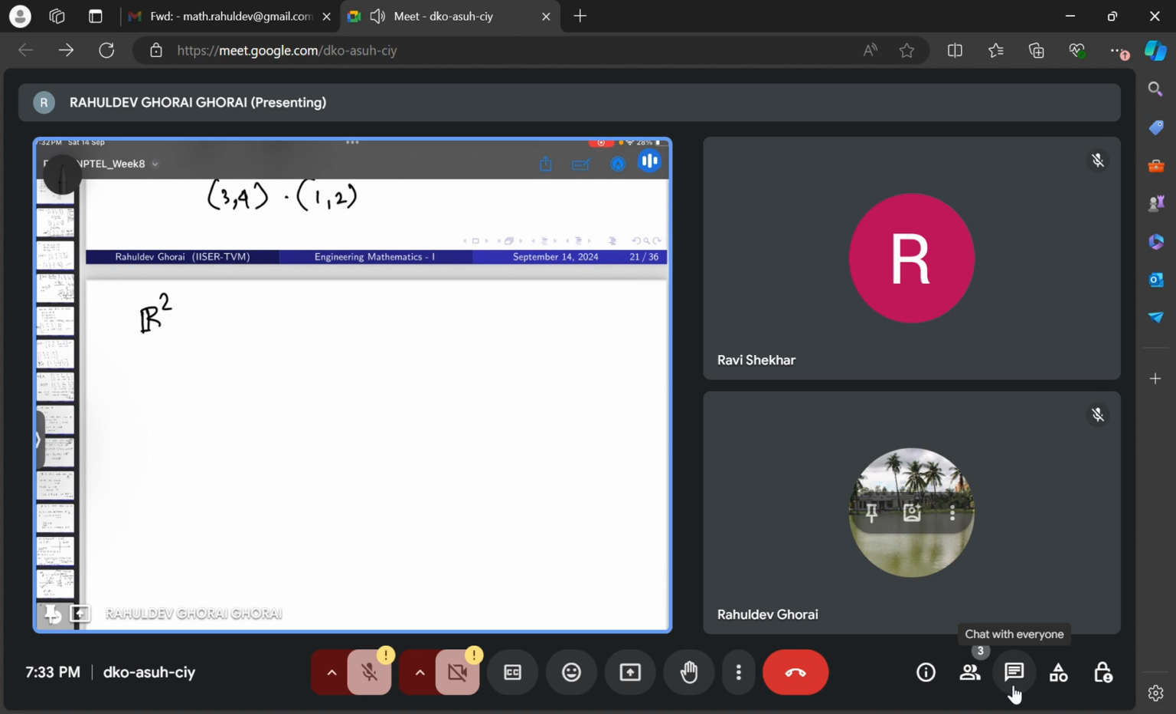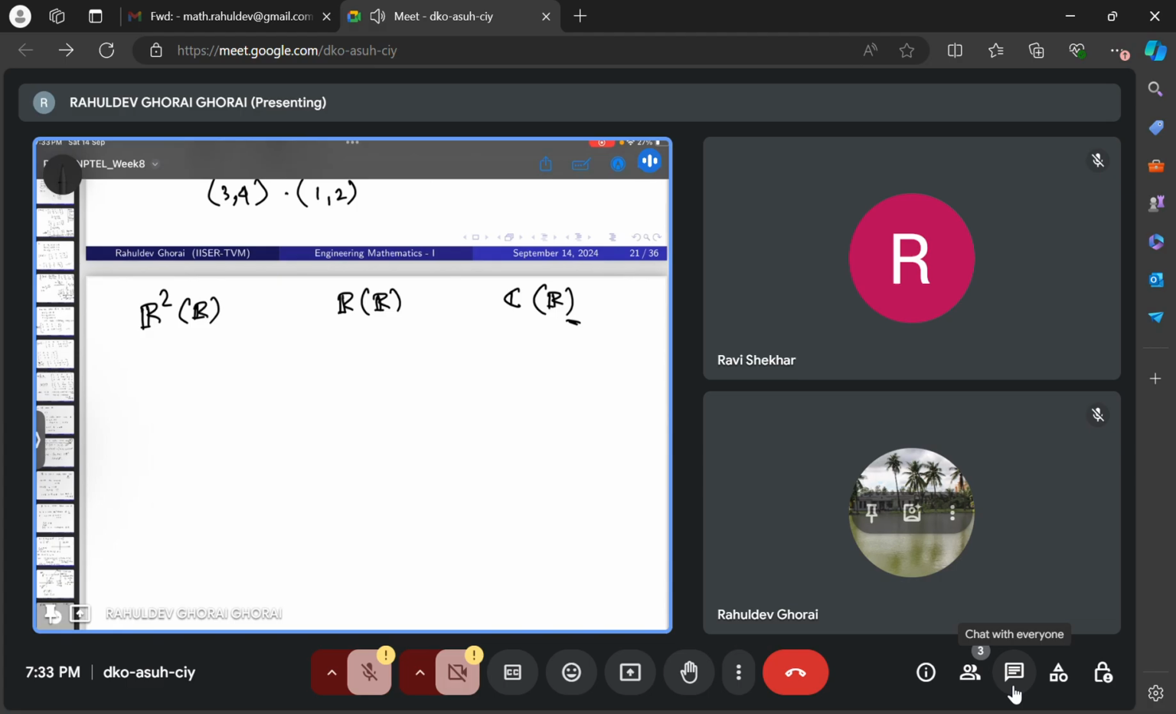Now, R2 is a vector space over R, and we write it like this. We have seen R is also a vector space over R. You can also check that the set of all complex numbers is also a vector space over R. You can check.